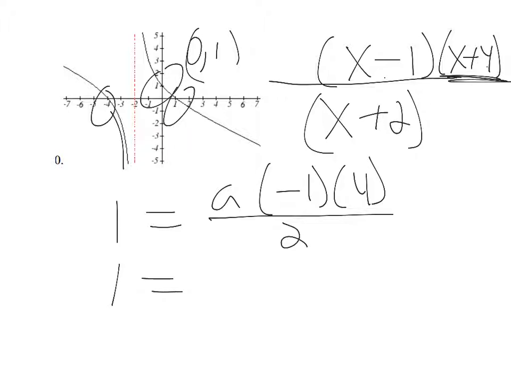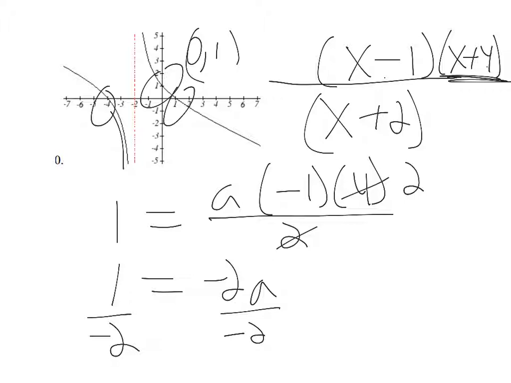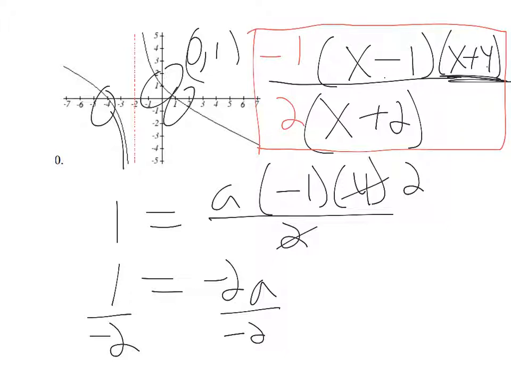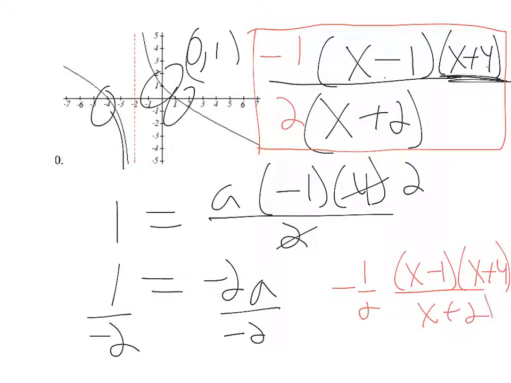So 1 equals, let's see, 2 goes into 4 twice. 2 times -1 is -2 times a. So I'm going to divide by -2. So a equals -1/2. So then what I can do is just write -1/2, and that rational function will make it work. You can also write -1/2 out in front, and this works with any stretch factor. x minus 1, x plus 4 over x plus 2.